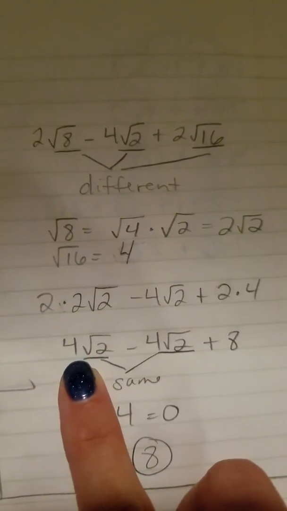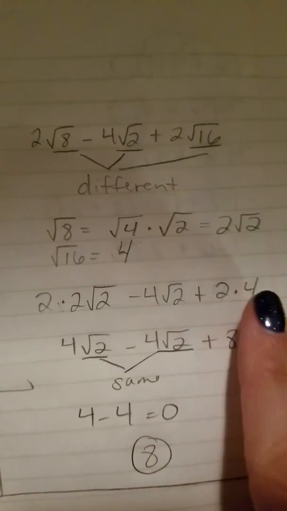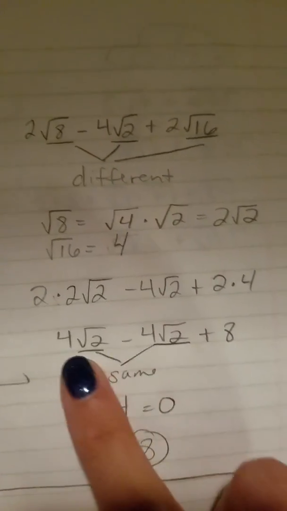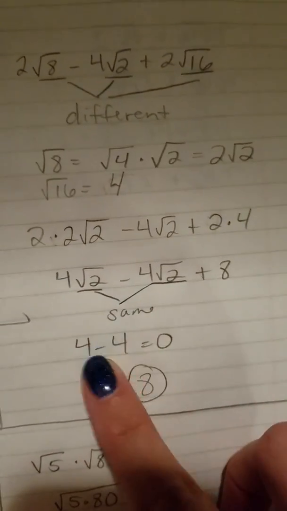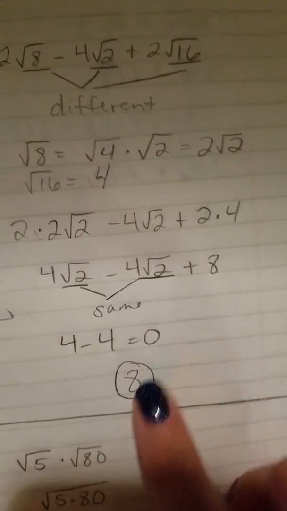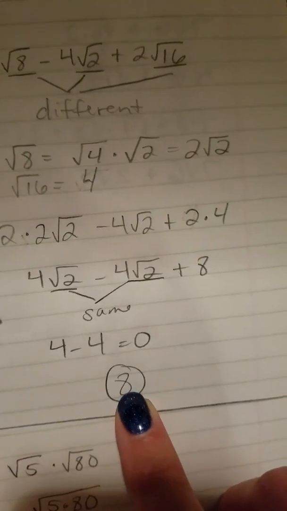So this gives us 4 square root 2. This is still the same, and here 2 times 4 is 8. And now we can combine these two together using that same thing we did over here. 4 minus 4 gives me 0, so that cancels, and we're left with just 8 as our solution.